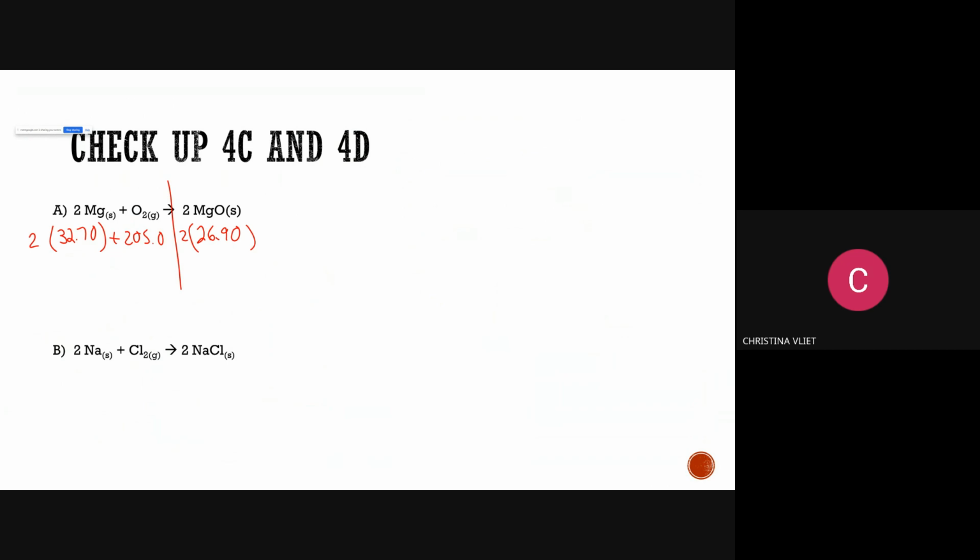Do you remember the style of math from when we did it for delta H? 270.4, 2 times 26.9 is 53.8. Which way do I subtract? Products minus reactants. So delta S equals 53.8 minus 270.4. And let's see, does that make sense? Negative 216.6 joules mole minus 1, K minus 1. Does that answer make sense with the concept?